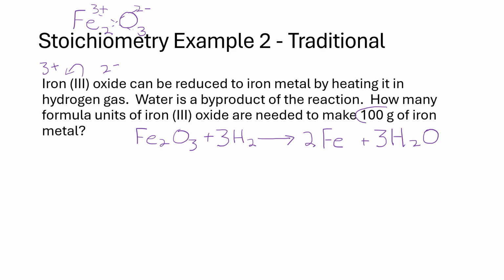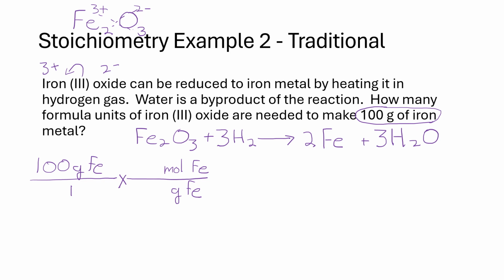We were given 100 grams of iron, so that's what we're going to start with. Always number, unit, and chemical. So 100 grams of iron. And then our next step, since we have grams instead of moles, we've got to convert this into moles. So I'm going to put grams of Fe down on the bottom, and I'm going to put moles of Fe on the top.